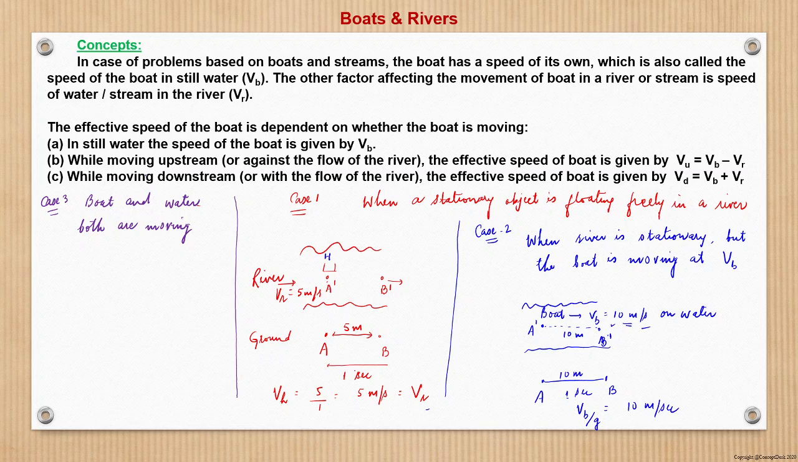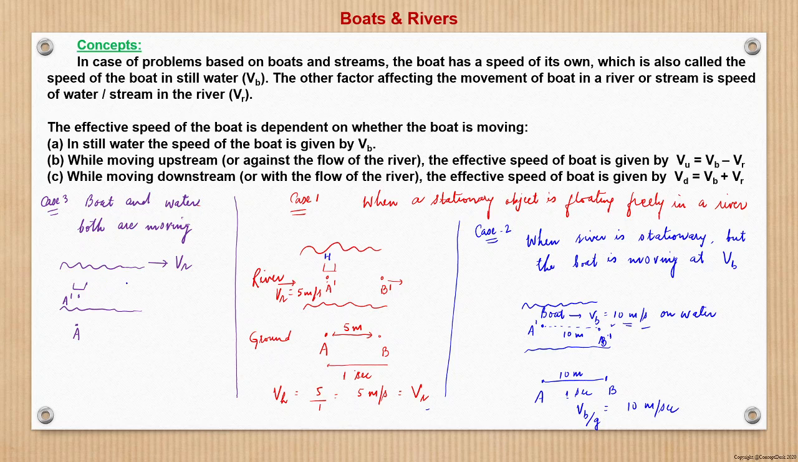Now in the third case, we have been given that both boat and water are moving: the boat is an object in water and the water is flowing in a river. So how does this case pan out? So this is a river. The river is flowing in this direction at a speed of VR, and there is a boat here at this point in water. Let this point in water be A dash, and the corresponding point on ground, let it be A.